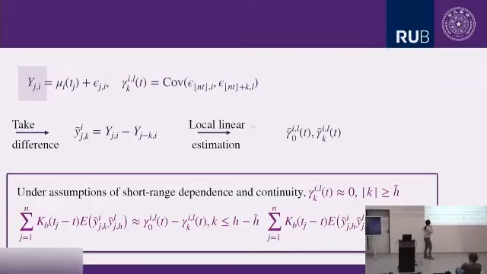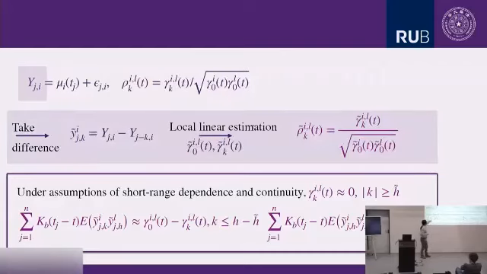Afterwards, we do the local linear estimation based on the differences of the original time series. Then we transform it back, because what we estimate is the linear combination. We transform it back and get the original covariance function, and we can calculate the correlation function.